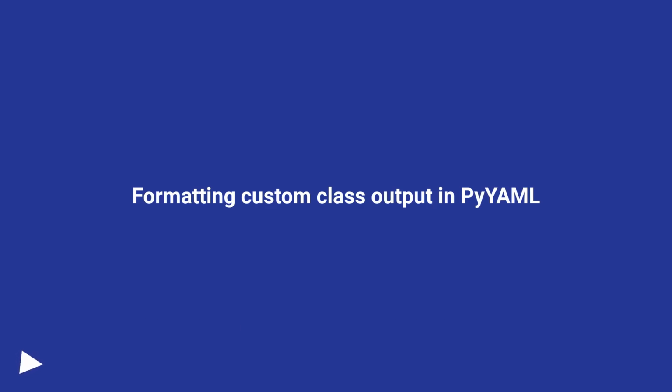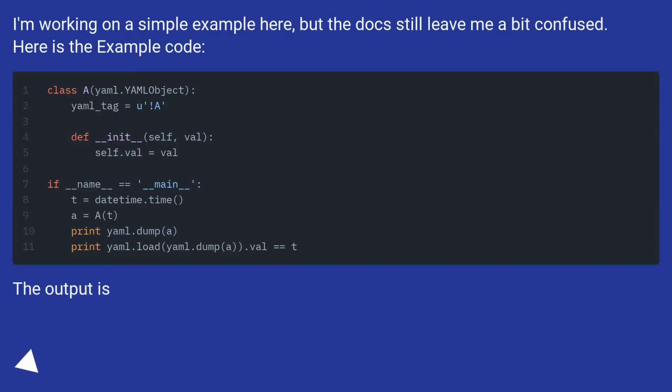Formatting custom class output in PyYAML. I'm working on a simple example here, but the docs still leave me a bit confused. Here is the example code.